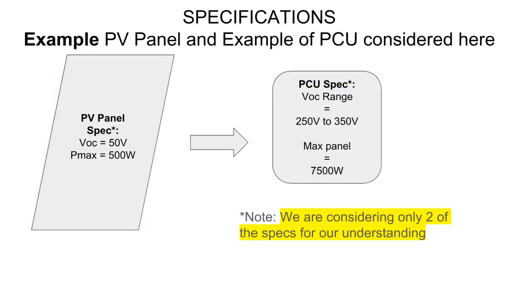We will use two main specifications in this example, both for panel and PCU. These are mainly the VOC and max power, though there are other factors also to be looked at. VOC and max power are the basic things to look for. In this example, we are considering a 500 watt panel with VOC as 50 volts. We are considering the PCU VOC voltage range specification as minimum 250 volts to maximum 350 volts.